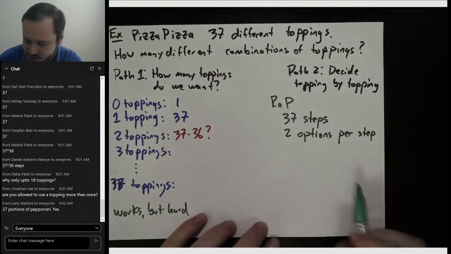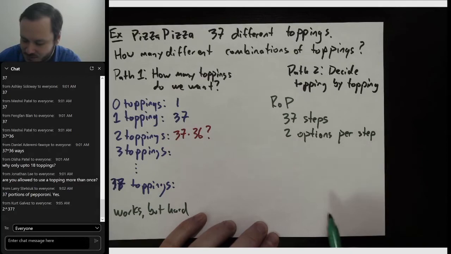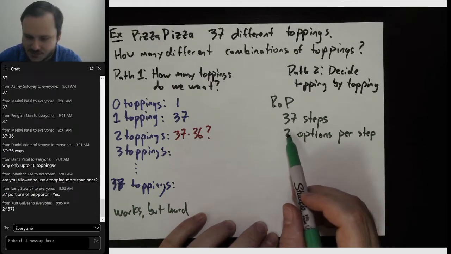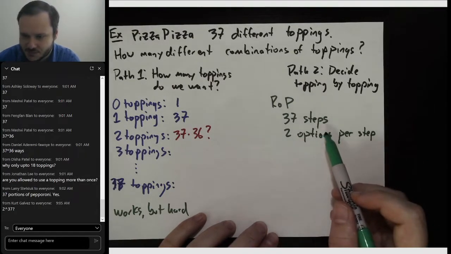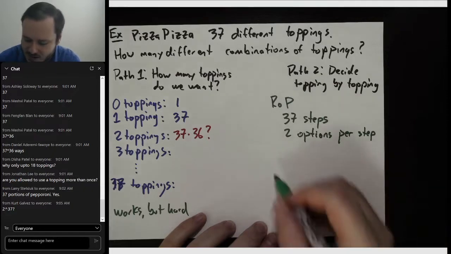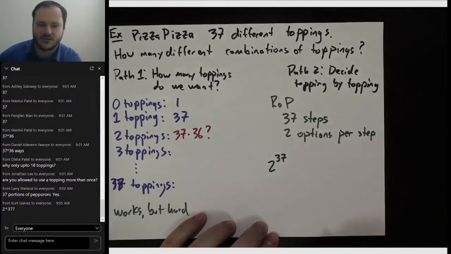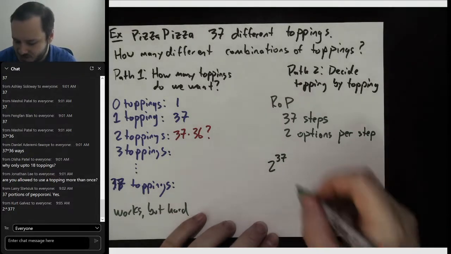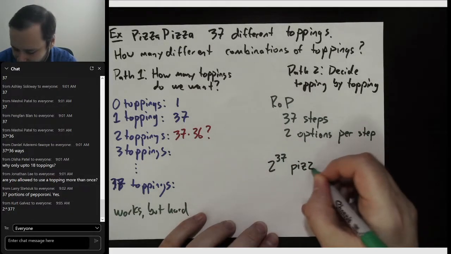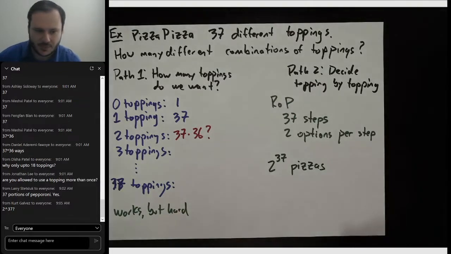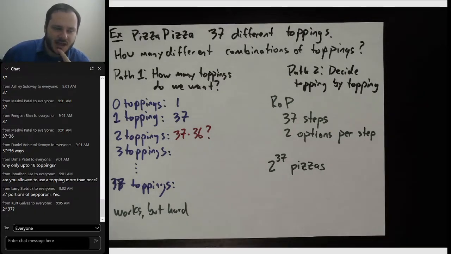So rule of product says we multiply each one of these together. 2 options for step 1, 2 options for step 2, 2 options for step 3, all the way down to 2 to the 37 pizzas. What is 2 to the 37? How big is that? Don't know exactly.